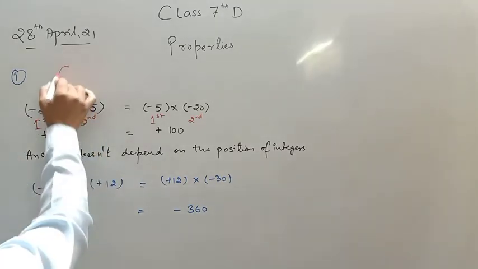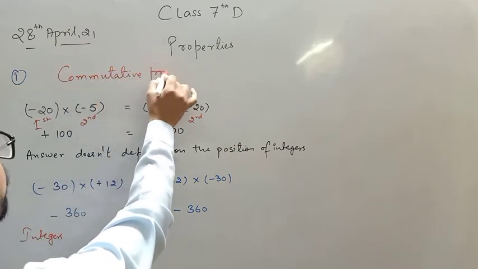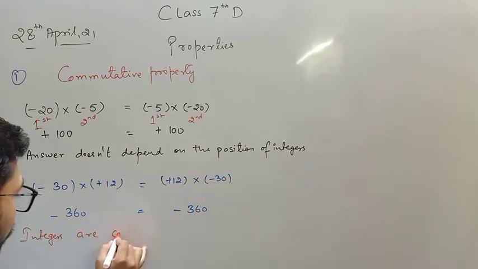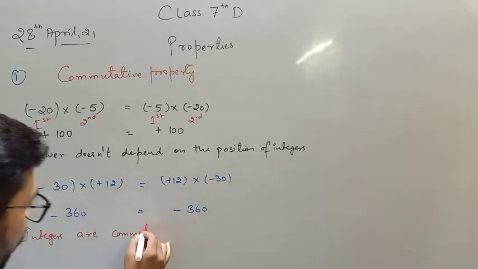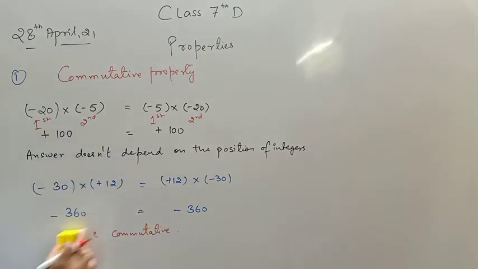So this is commutative property, where the result doesn't depend on the positions. Okay, integers are commutative, or you can say multiplication of integers is commutative, or you can write multiplication is commutative. The conclusion that you can draw from here is multiplication of integers is commutative.